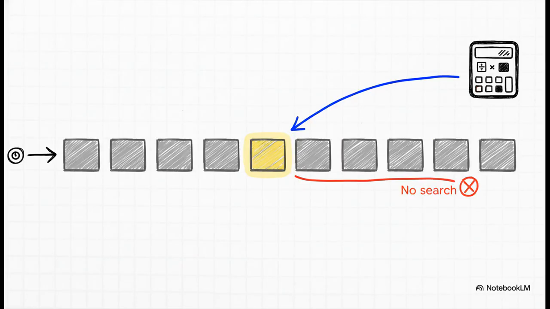And here's where the magic happens. Because of that perfect layout, finding an element isn't a search party, it's just a tiny bit of math. The computer takes the starting point of the array, adds the index you want times the size of each element, and boom, it knows exactly where to go. It's not a search, it's a calculation.